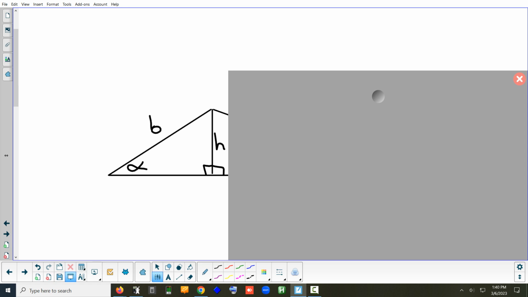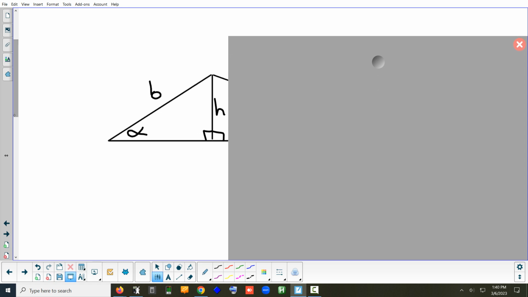What I want to do is create a formula for the height involving these three things. On the left, that's a right triangle. So these two sides have names. Or better term, they have positions.